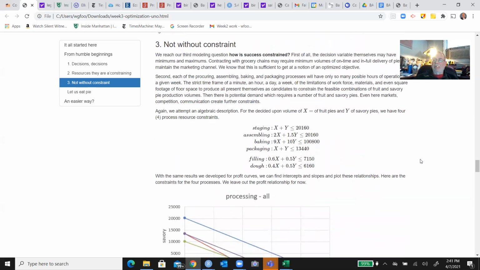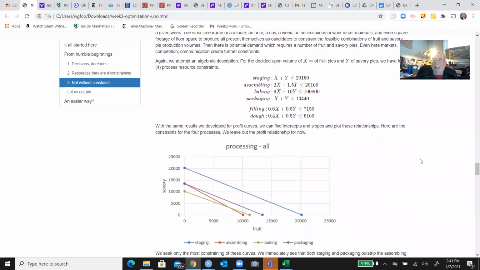Not without constraint. There we go. Now we have throw up the sticks time, the name of this week, really. Throw the sticks up and see where they land. Well, they're not parallel to one another.